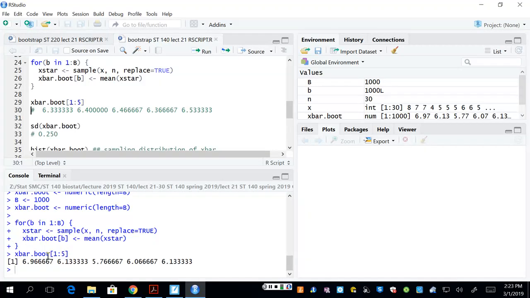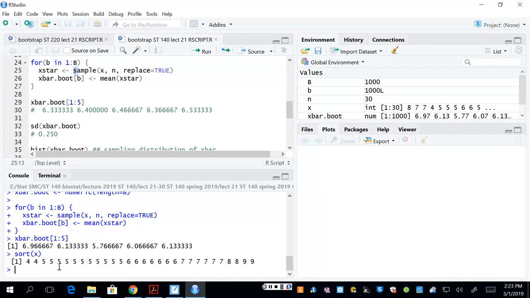But with slight variations, I get these different ones. So if I sample these, one way to look at how things are changing: let me sort my data x. These are the x's in ascending order. One of these samples is going to be kind of like x, but a little bit different.